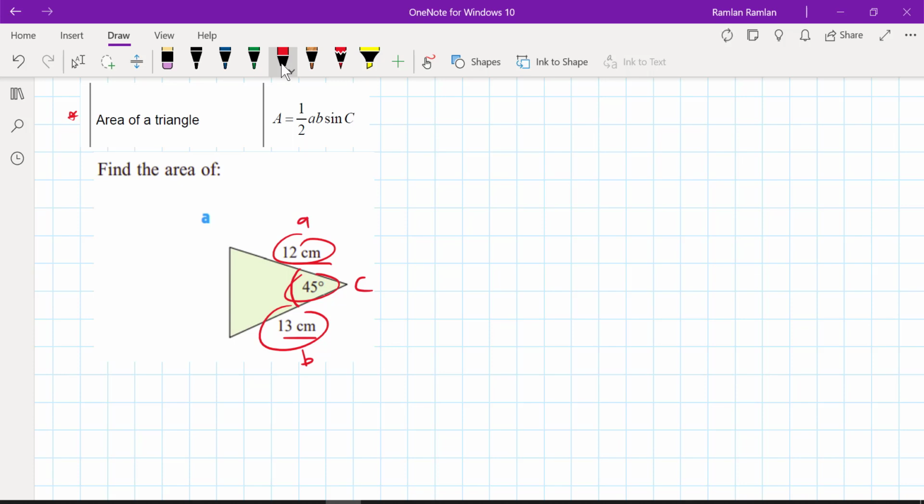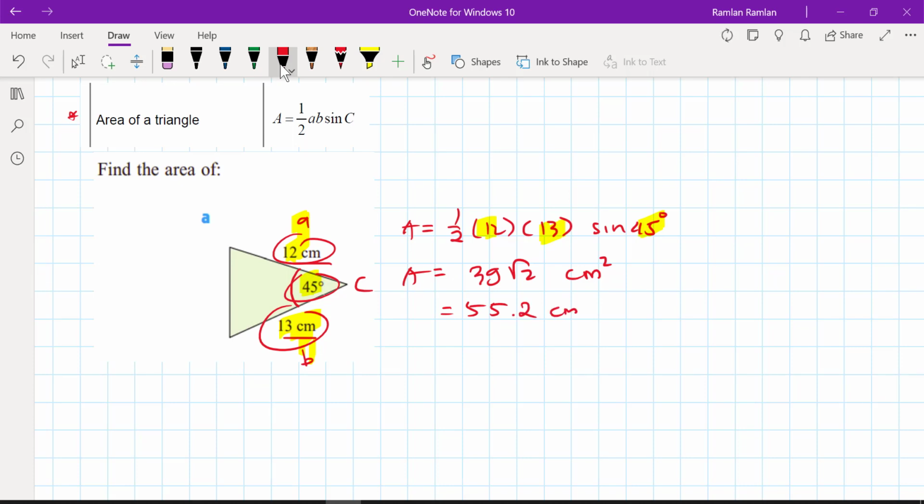So the area of this triangle is as easy as 1/2 times 12 times 13 times sine 45 degrees. That's it, because you only need to substitute: this is the A value, this is B, and this is the angle C. Just put that into the calculator and you will get 39 root 2 centimeters squared. Or if you want a decimal number, that'll be 55.2 centimeters squared, to 3 significant figures. Okay, as easy as that.